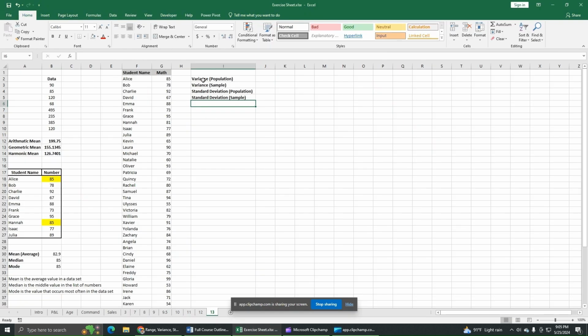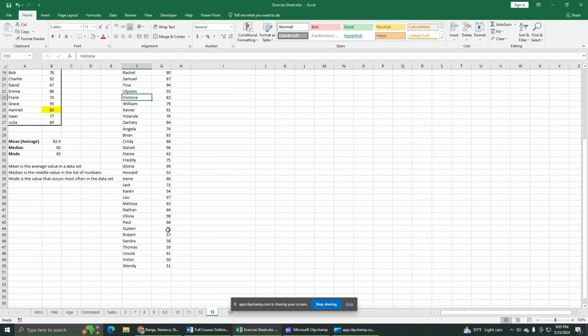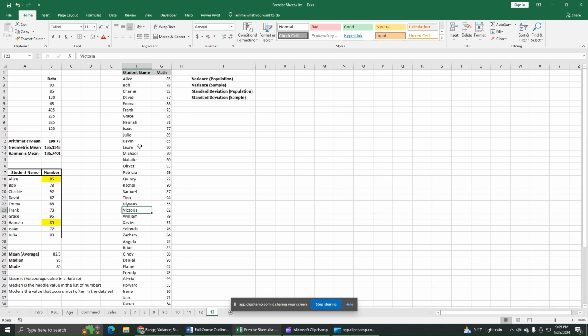To calculate variance and standard deviation, we will take this data set. Here, 50 students' math data is available. That is, they appeared in a particular math test and these are their respective marks. In a certain class, there are 50 students. Here we can see variance population, variance sample, standard deviation population, standard deviation sample.